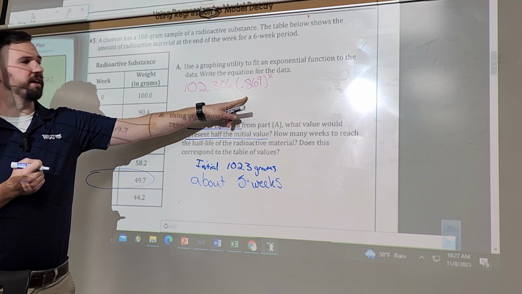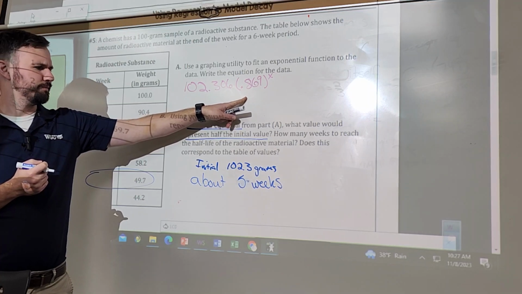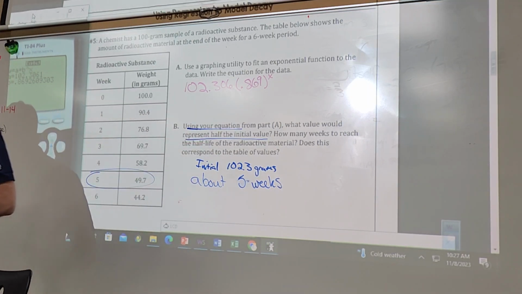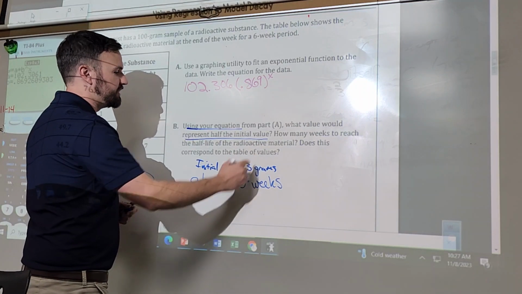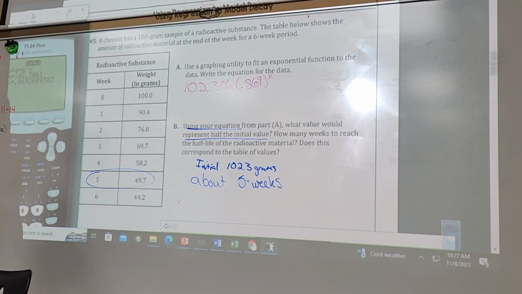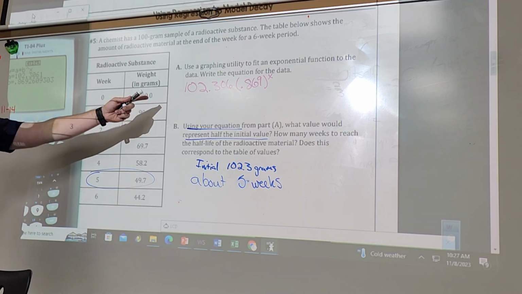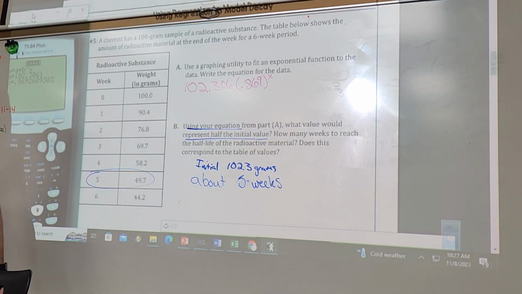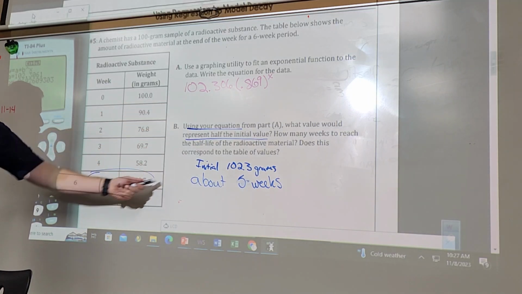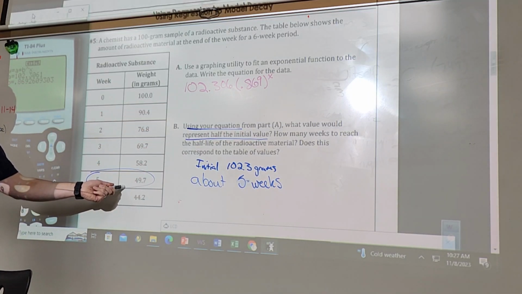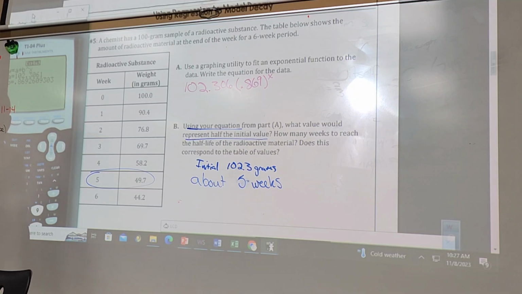58.696. When you plug in 5? I would look at the list of it. You should get about 51. 50.6. So does it correspond to the table of values? And does it correspond to our equation? Yeah. We get about half of it. When I plugged in 5 into this, I got 50. When I look at the table, it's about half. Half-life is probably about 5 weeks.